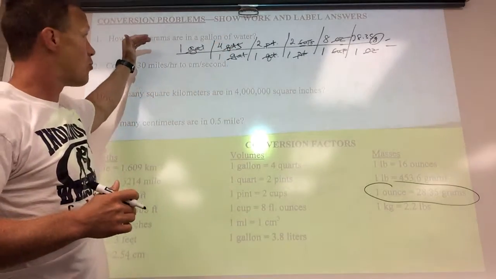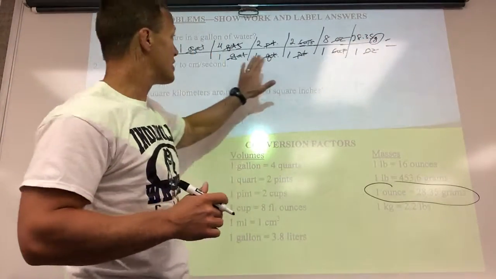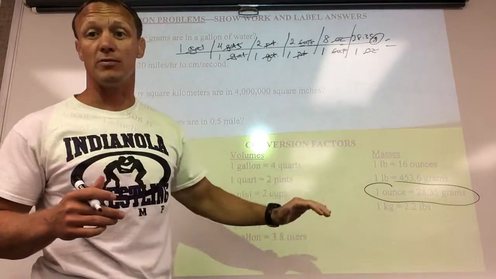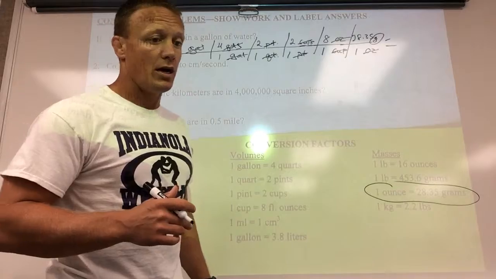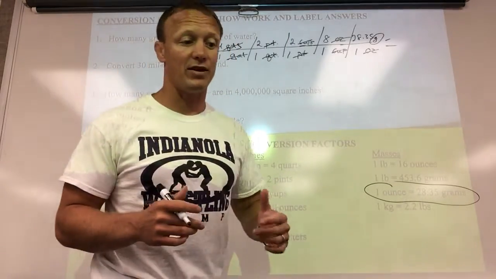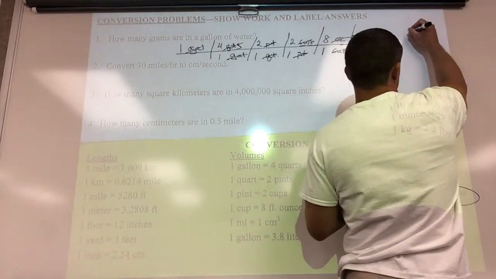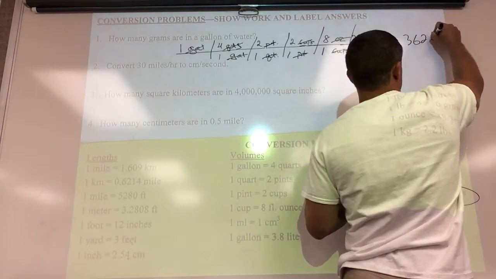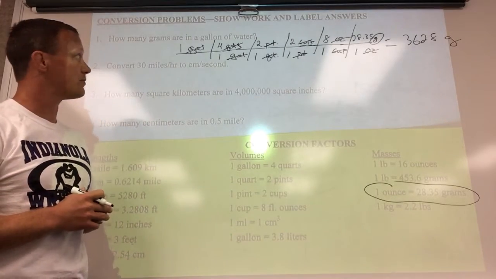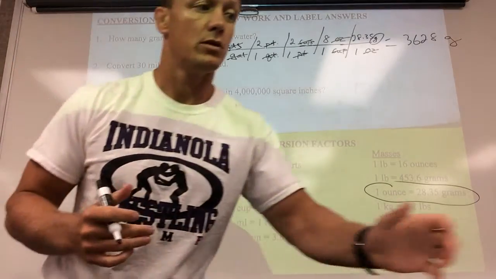Again, to get an answer, I multiply everything on the top, divide by each number on the bottom. And our answer here is about 3,600. We don't really have sig figs here, so we'll just say about 3,600. It's actually 3,628 grams. That's how many grams 1 gallon would be in terms of water.